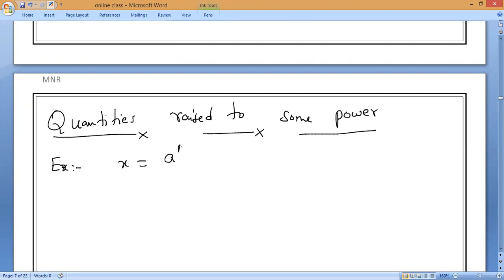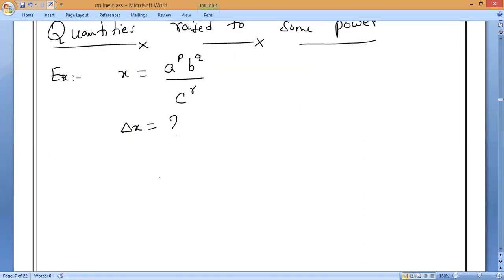X equals a power p, b power q divided by c power r. Do you understand, everybody? What is that? X equals? Read, everybody. X equals a power p, b power q divided by c power r. Then what is delta x? Clear, brothers? Now let us see delta x. Delta x divided by x equals, all of you remember here, what is the power? Everybody, p is the power.